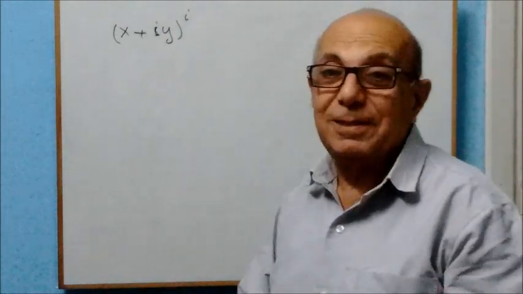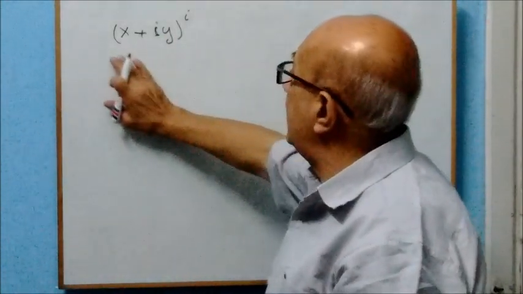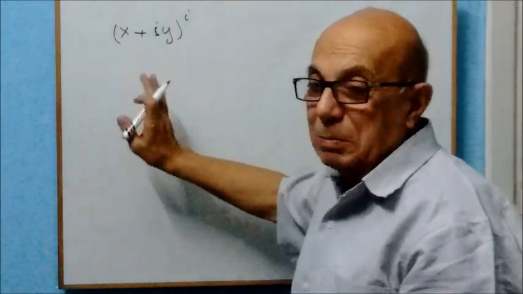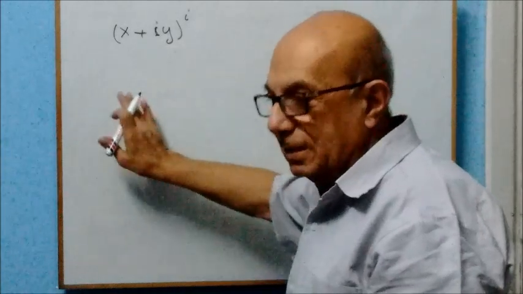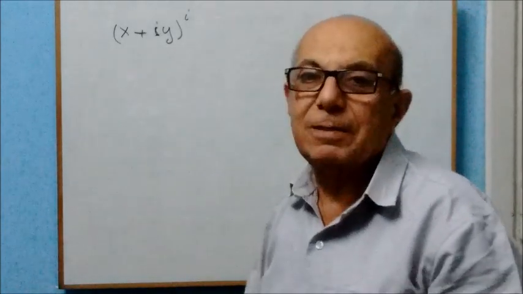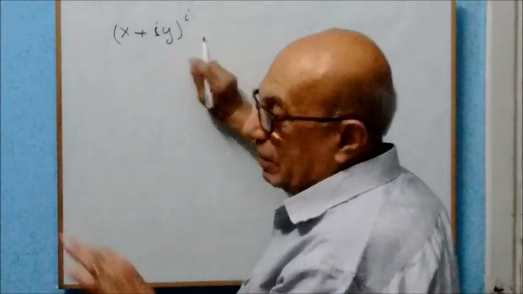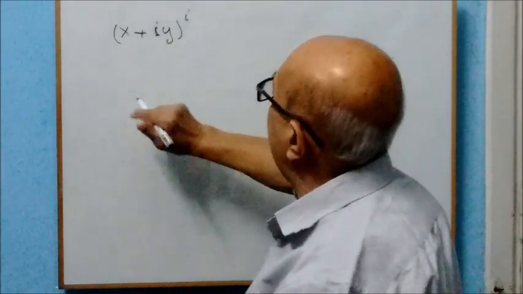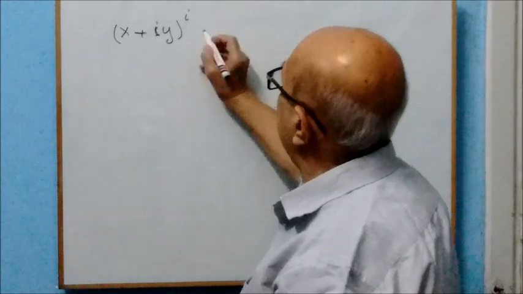How to calculate it? I think we rarely find a quantity like this, but it has a value. Mathematically, it is calculated. In electricity, this value arises. Anyhow, let's not forget when this quantity appears, but how to calculate it: x plus iy to the power i.